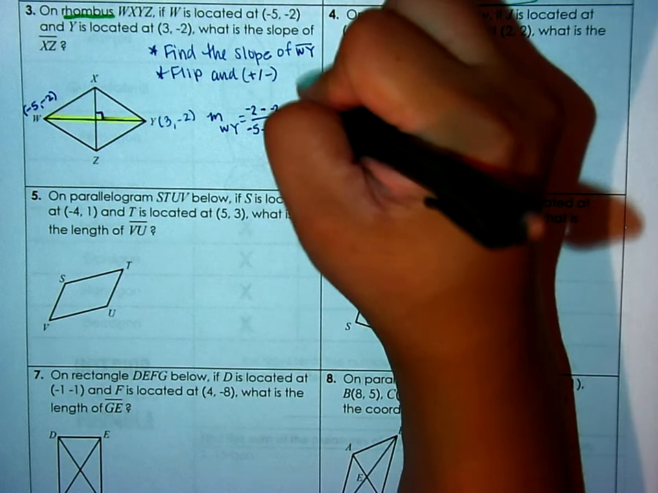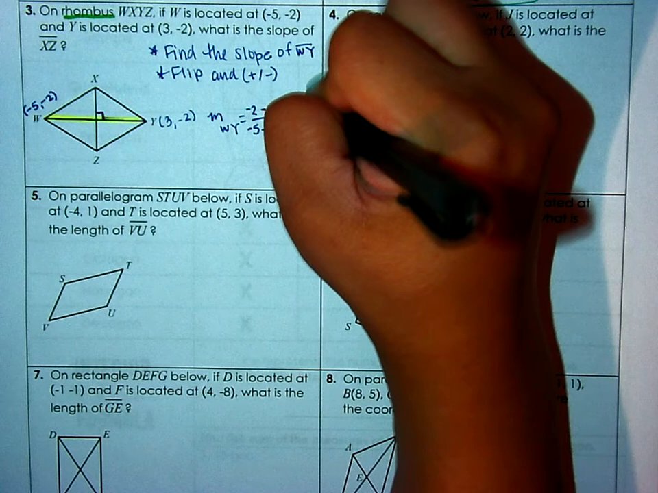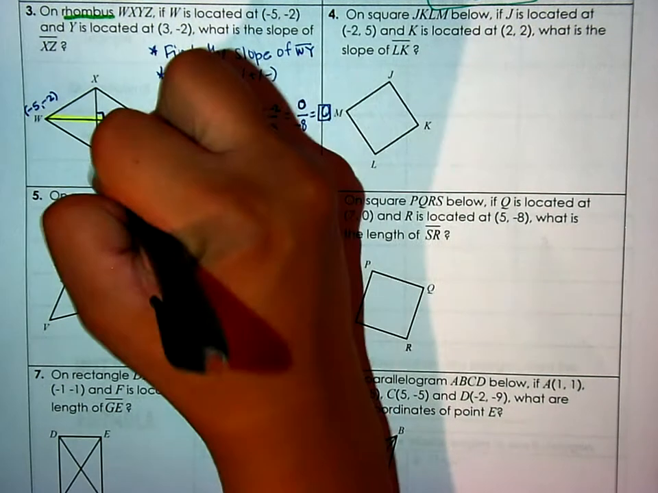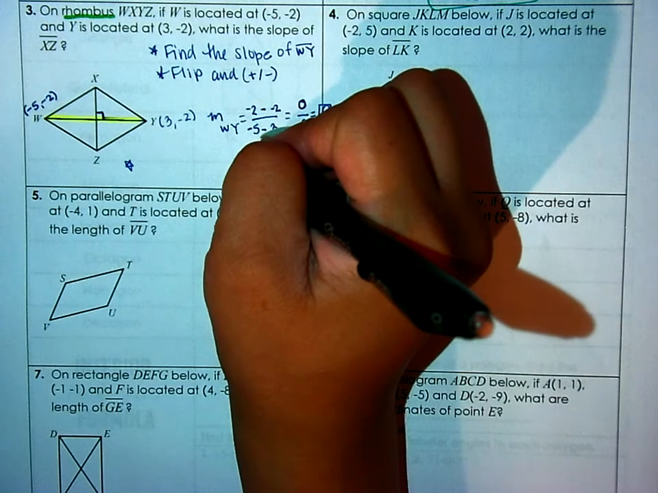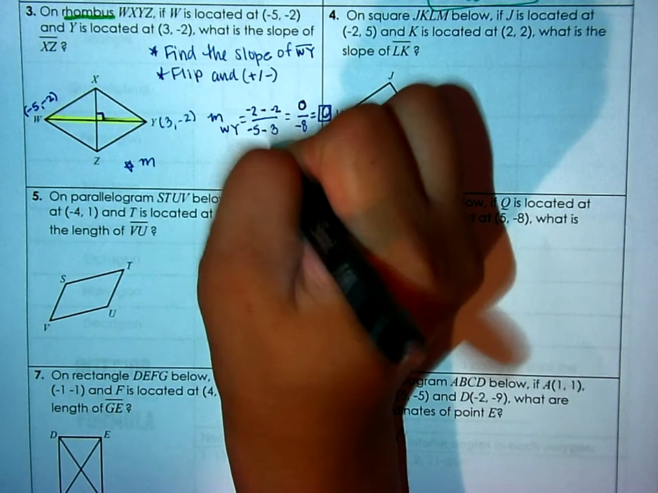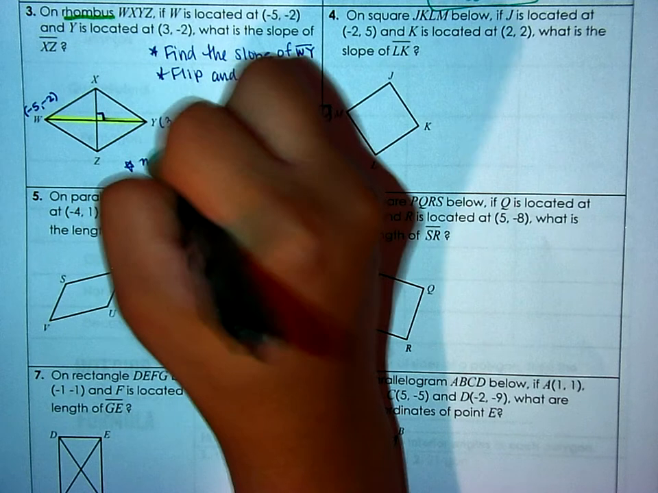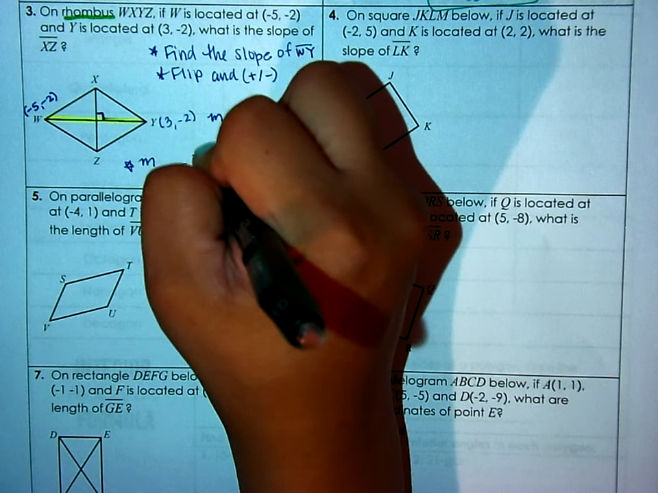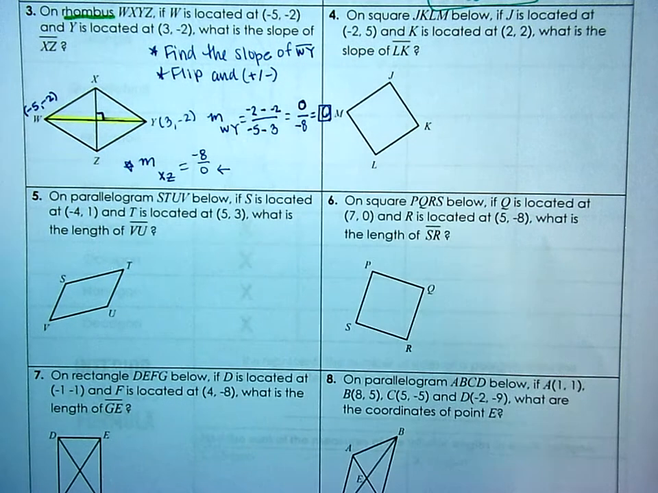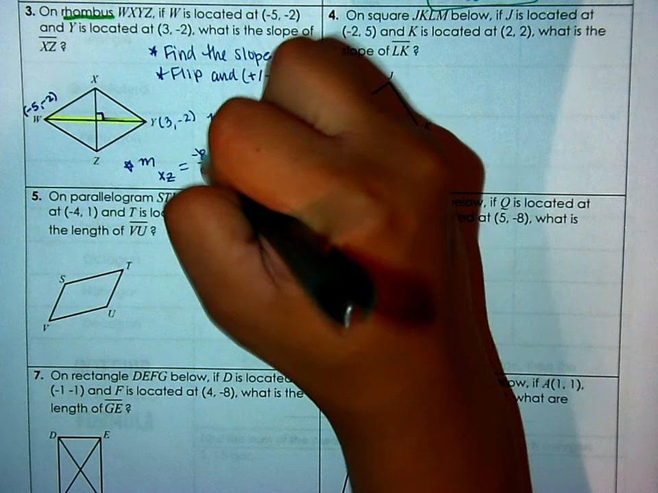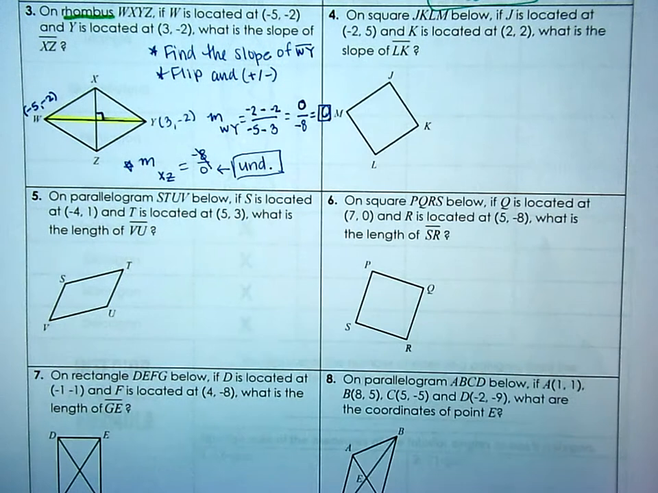Okay, now anytime you have 0 at the top, your slope is just going to be 0. It's going to cancel out the -8 on the bottom, so it's just 0. Now this one is a trick for flipping and changing the sign and all that, because the slope of XZ will be the following. If this is 0 over -8, then this is going to be -8 over 0. You can never have 0 on the bottom of a fraction. So as soon as you see that, you should write the word undefined. We can shorthand it with just UND.